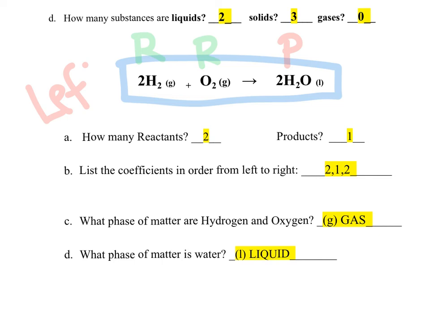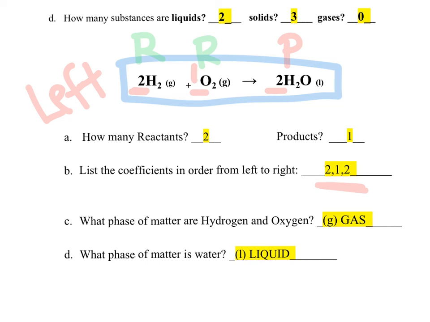List the coefficients in order from left to right. That means you're starting on your left-hand side. Okay, so the coefficient starting from my left side is 2. There's no number there, so I write a 1 and then a 2. So 2, 1, 2. Those are my coefficients in order from left to right.